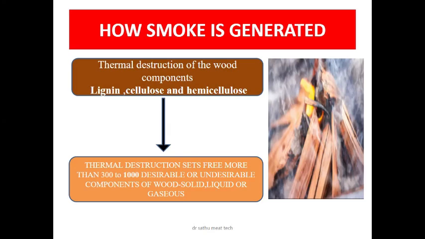For example, some phenols like guaiacol and syringol are very useful because they produce the flavor components. Formaldehydes have bactericidal effects. The phenols have bacteriostatic effects. Carbonyl components give the color to the smoked meat. On the other hand, polycyclic aromatic hydrocarbons are carcinogenic and mutagenic, which are harmful. So some components are useful and some are harmful.